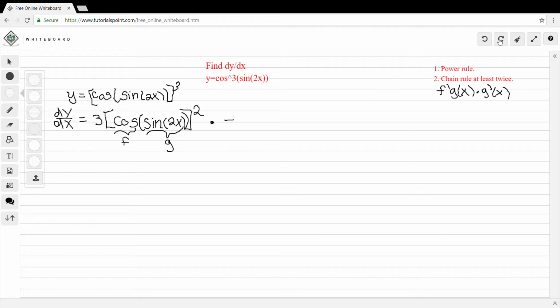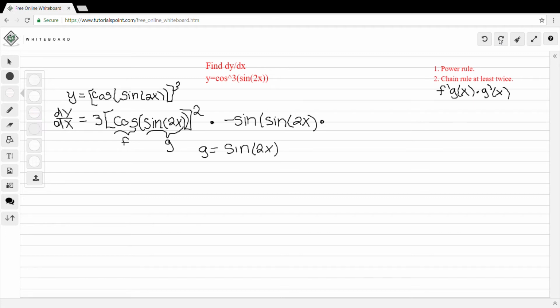So first step, what is the derivative of cosine? It is negative sine, right? And this stays the same, so it's just negative sine of sine of 2x. And then we have to take this derivative, g prime, right? Because it's f prime of g of x times g prime of x. So our g is sine of 2x, right?